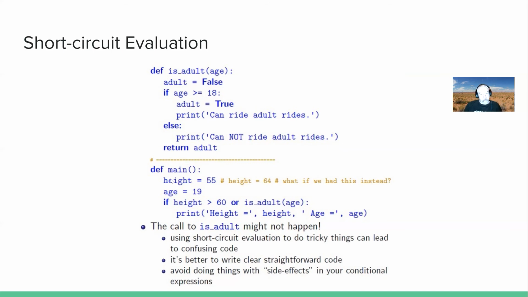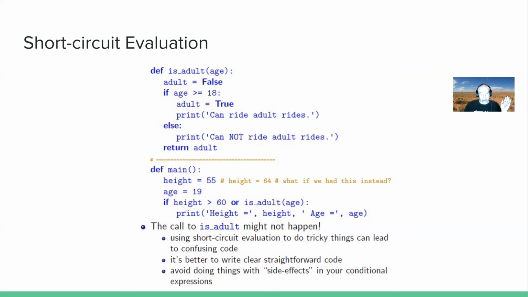In our main, we have this going on. We're creating a variable called height, assigning the value 55 to it, and then creating a variable called age and assigning 19 to it. And then here we have an if statement. If height is greater than or equal to 60, or is_adult(age), print height equals whatever, all right?